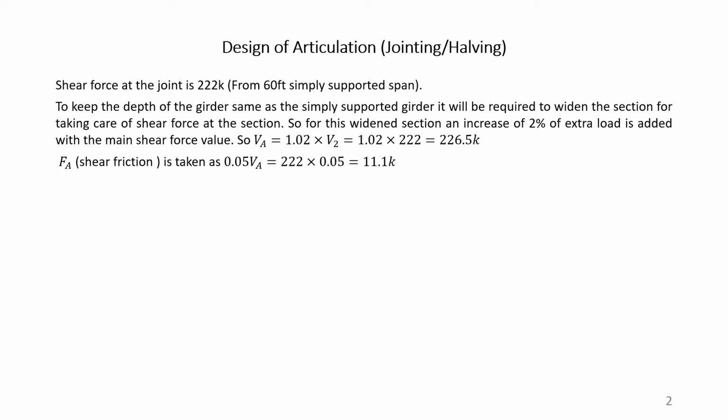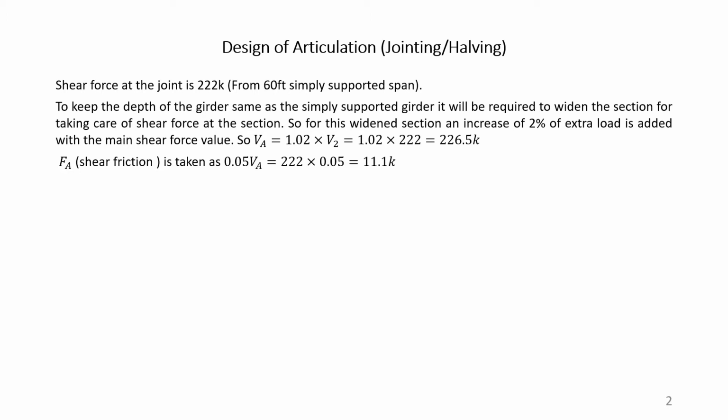At this point from the simply supported span, we have a shear force value of 222 kip. To keep the depth of the girder same as the simply supported girder, it will be required to widen the section for taking care of shear force at the section. So for this widened section, an increase of 4% extra load is added with the main shear force value. So VA is equal to 1.04 into V0, and in our simply supported span design in the main bridge, we have seen that this V0, that means the shear force at this point, was 222 kip.